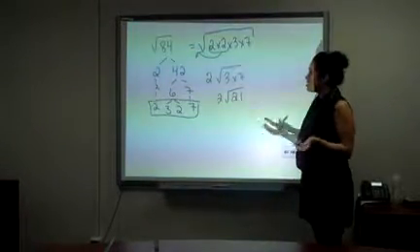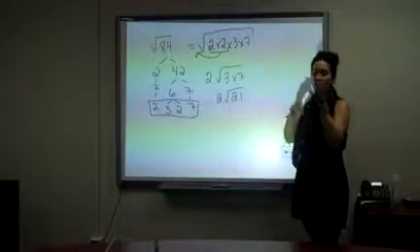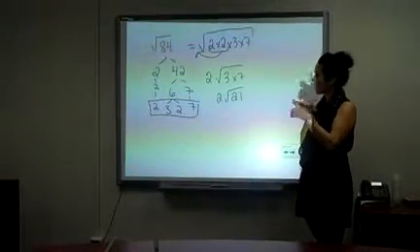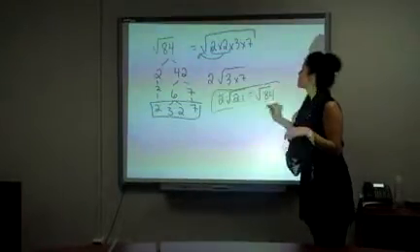Okay, and as I can see, 21, there's no 2 numbers. It's 7 and 3. There's no 2 pairs of the same number that I can take out. All right. And that's it.